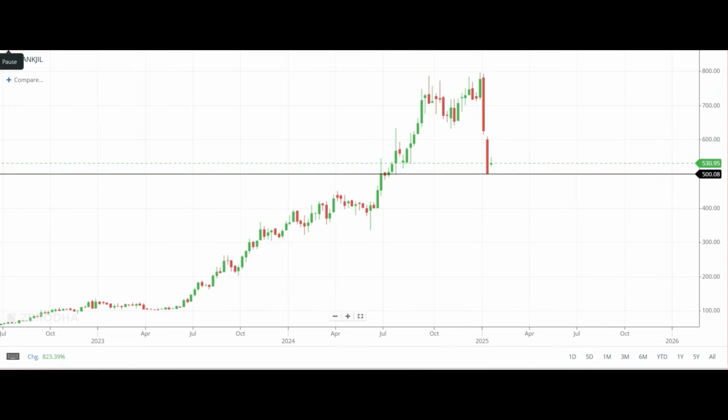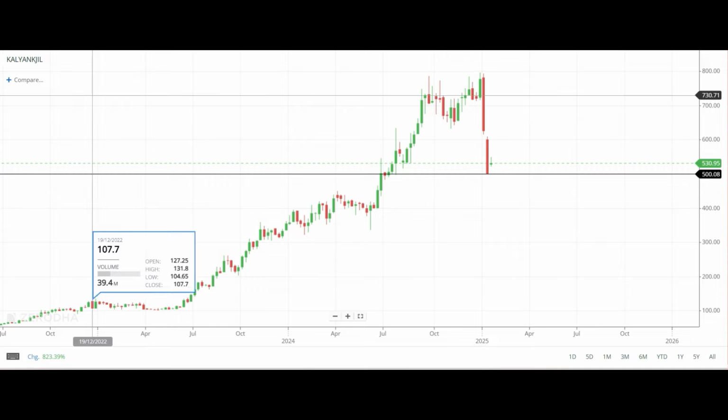These are only for educational purposes, not for trading. If you are considering investing or trading in any of these stocks, please consult your financial advisor before taking any trading decisions. The stock market presents opportunities and risk every day.